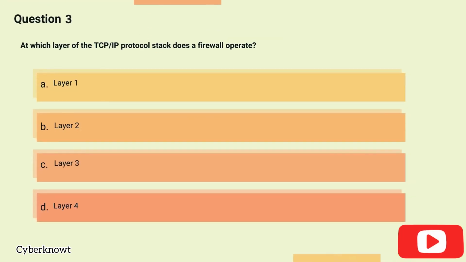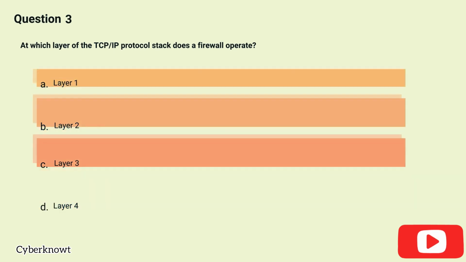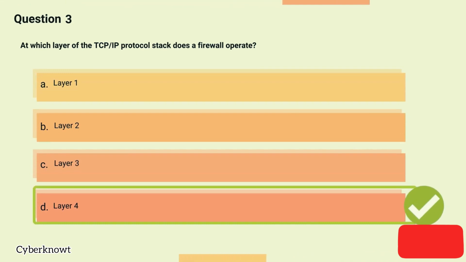Question 3. At which layer of the TCP/IP protocol stack does a firewall operate? Option A. Layer 1. Option B. Layer 2. Option C. Layer 3. Option D. Layer 4. The correct answer is option D.